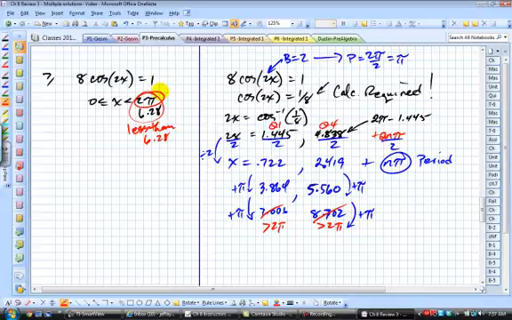All right, so we have 4 solutions. There they are. And again, all you do is add the period to find more solutions.